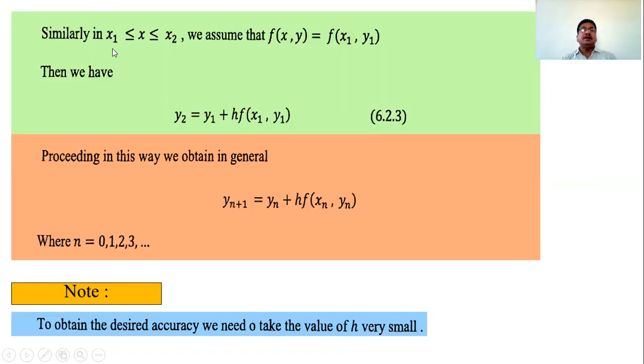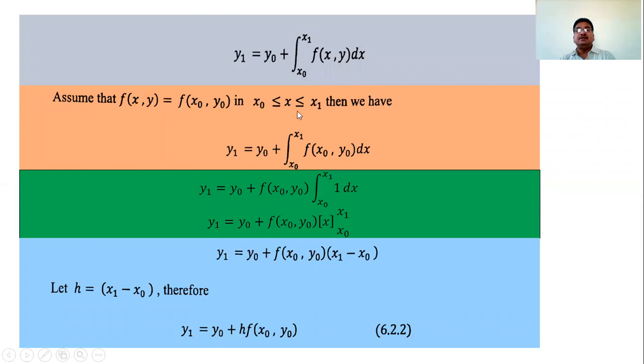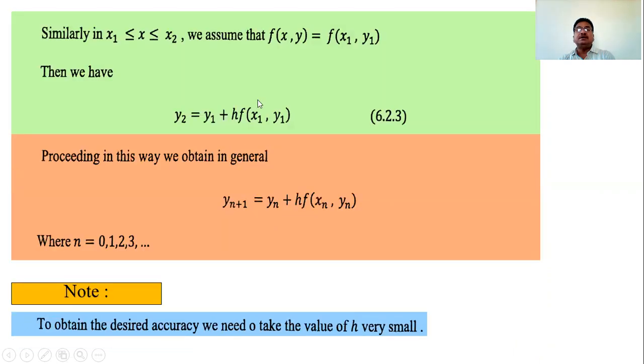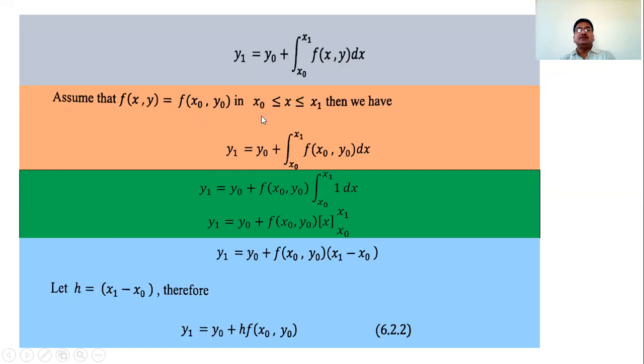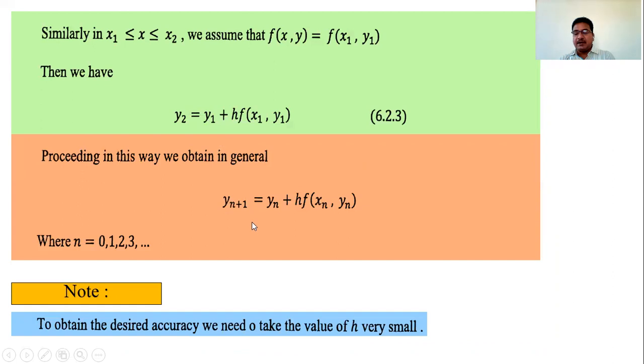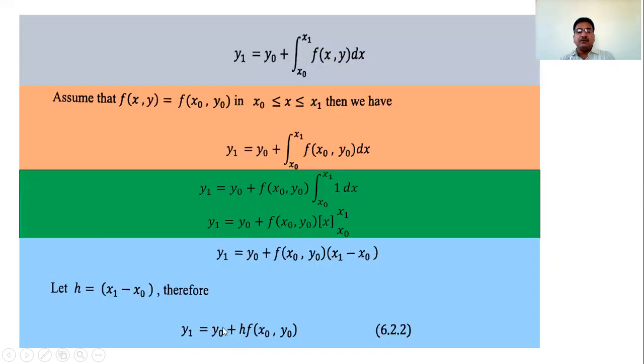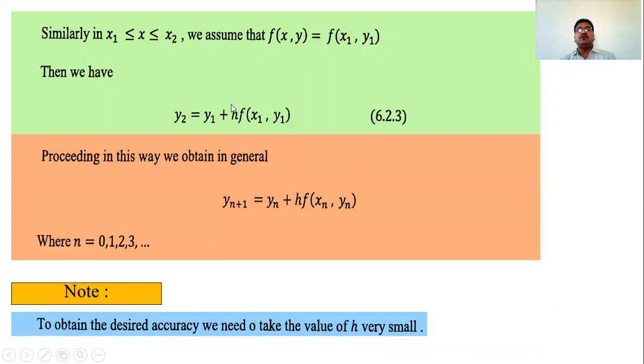Similarly, in the interval x0 to x1 we have y1 is equal to y0 plus h f(x0,y0). If we take the second interval, from x1 to x2, we assume f(x,y) is equal to f(x1,y1), similar to this, and repeat the same procedure. We have a similar formula: y2 is equal to y1 plus h f(x1,y1).